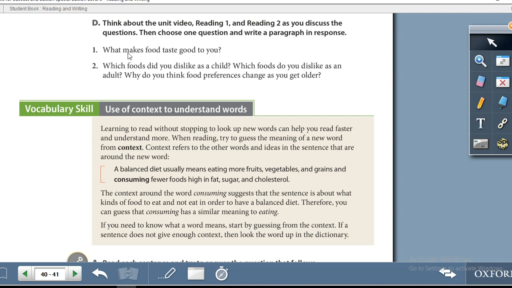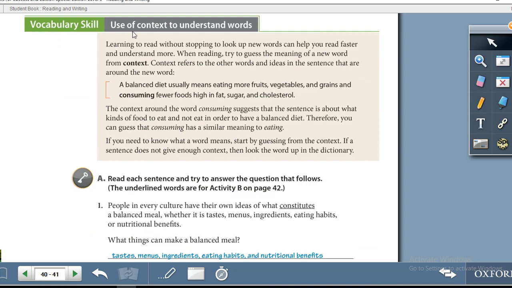Question number 1, what makes food taste good to you? Question number 2, which foods did you dislike as a child? Which foods do you dislike as an adult? Why do you think food preferences change as you get older? So you can simply choose one of these questions and you can write your paragraph in response.